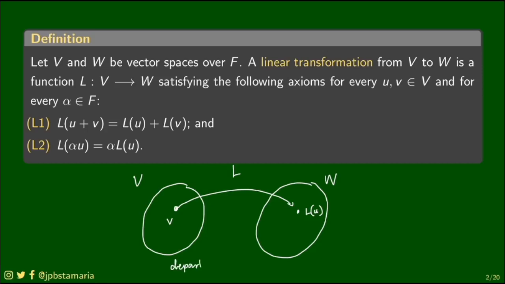You can think of this as two airports connected by the plane L. So sometimes we call V the departure space, while W is the arrival space, L being a plane that transports people from V to W.